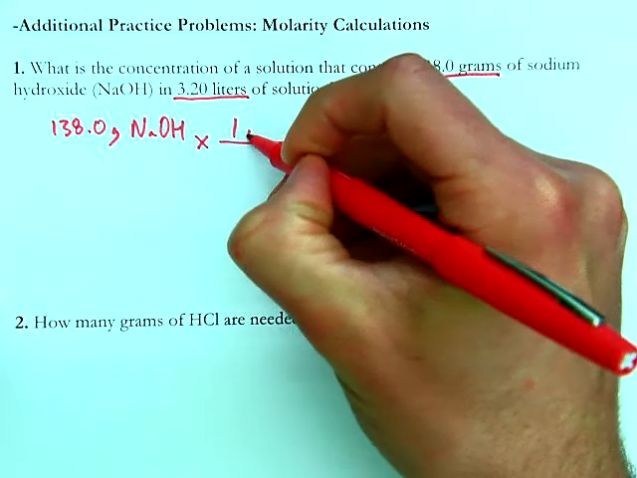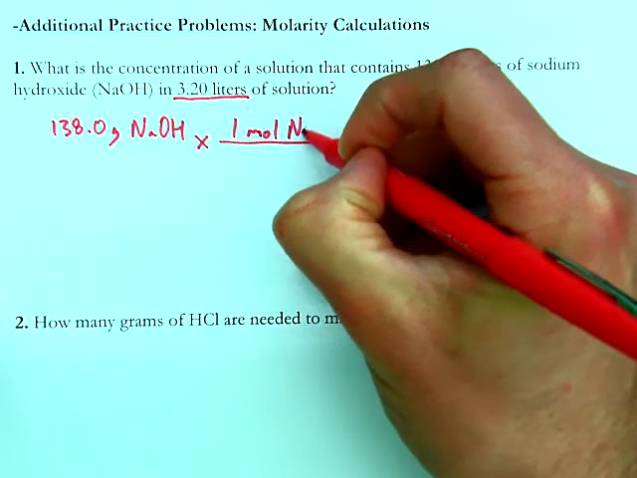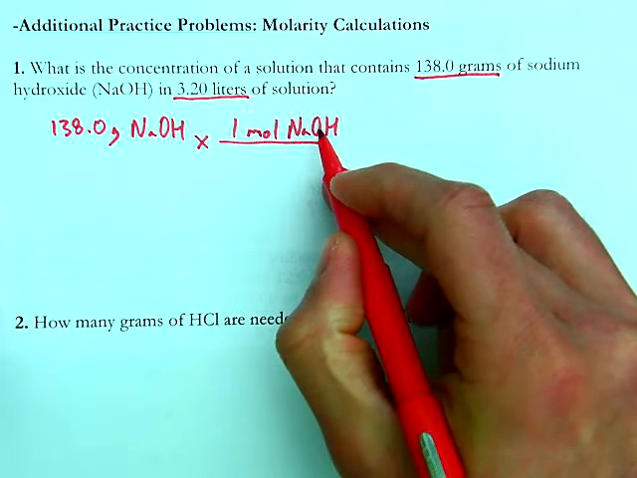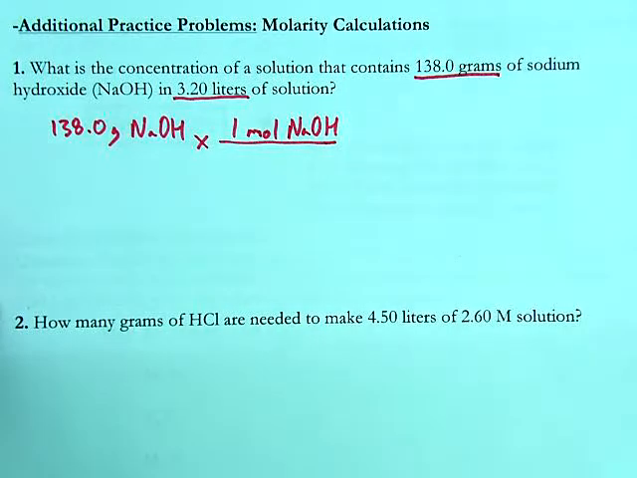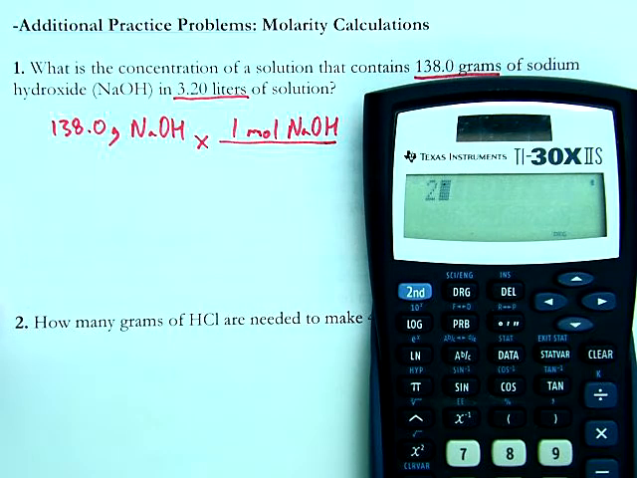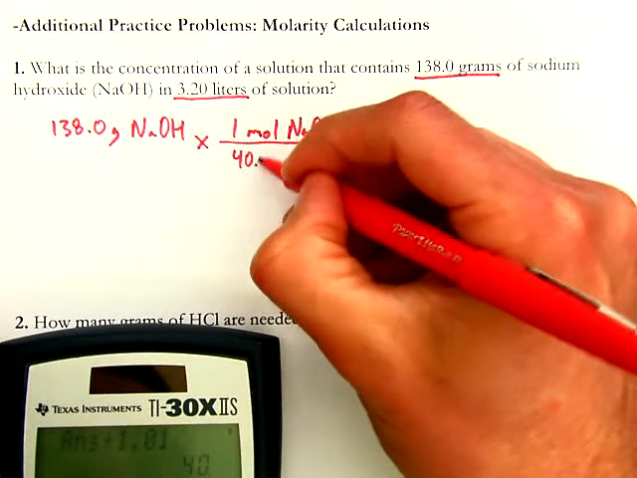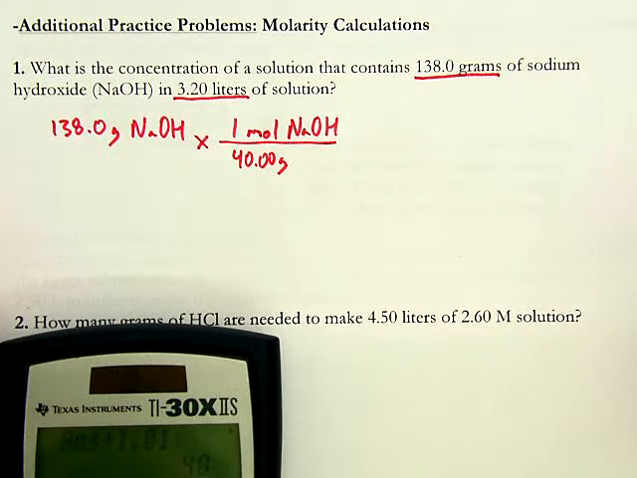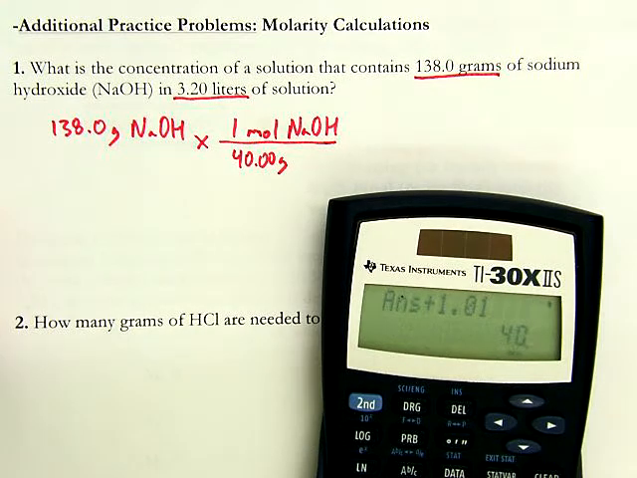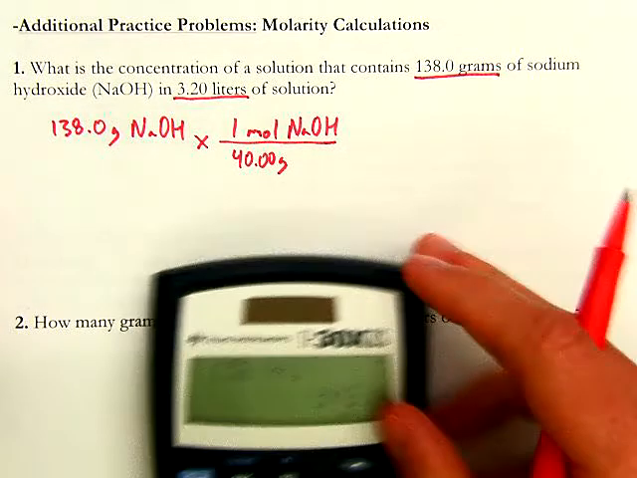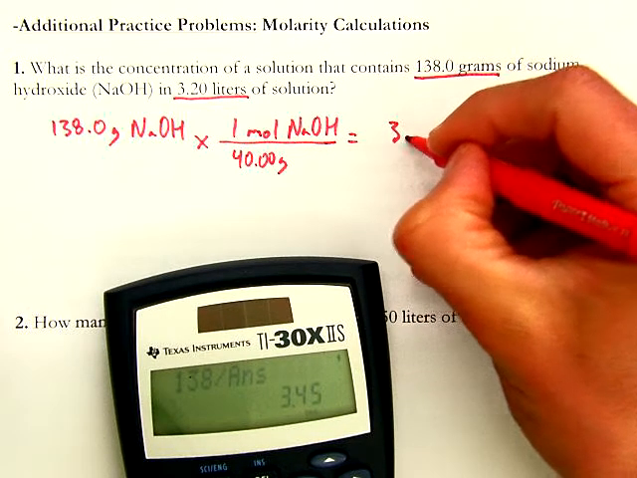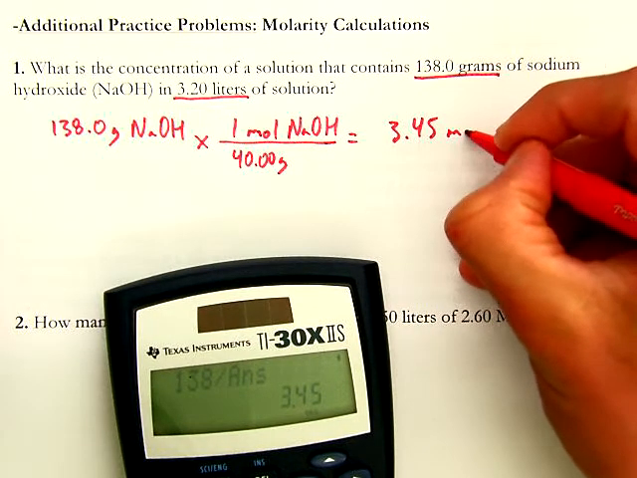For 1 mole of NaOH, we have to add that up and find its molar mass. Sodium is 22.99, so we say 22.99 plus oxygen is 16 plus hydrogen 1.01. We get 40 grams per mole. So if we take 138 and divide it by our molar mass, we get 3.45 moles.